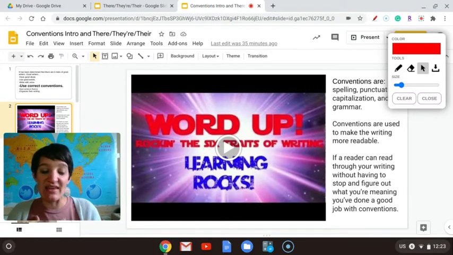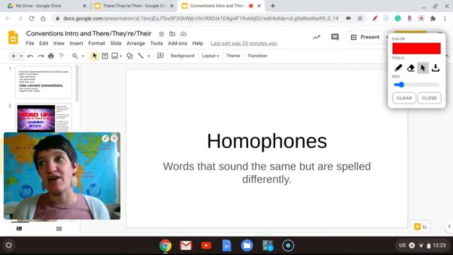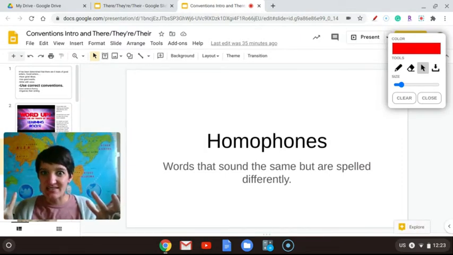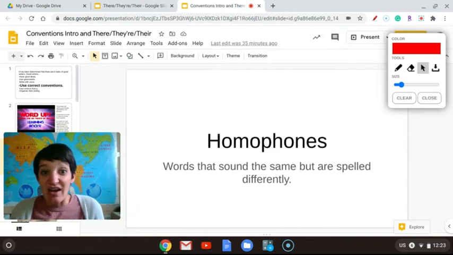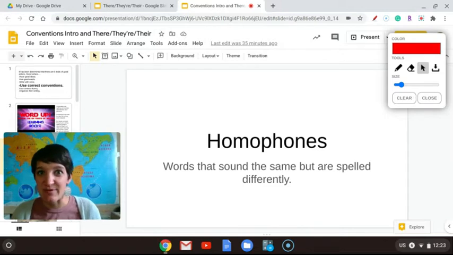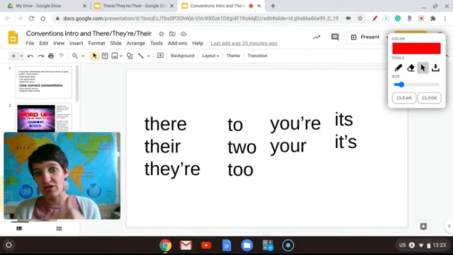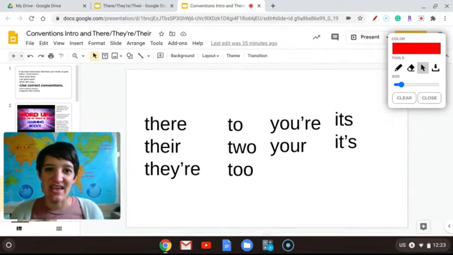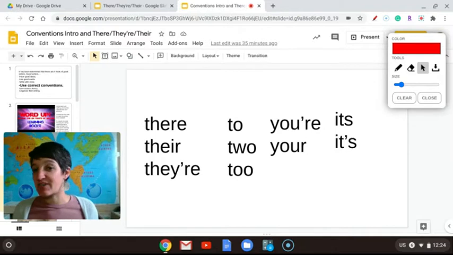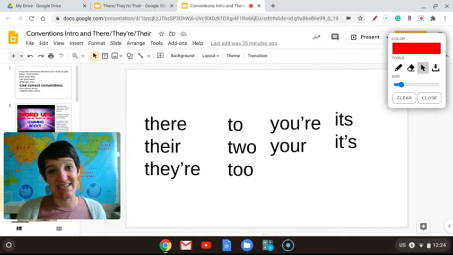Okay, so one of the most important conventions that you can work on, besides capitals and periods and sentences, is the spelling of homophones. Homophones are those words that sound the same but are spelled differently, like there, two, your, it's. They're spelled differently, but they sound the same. So that's why they often get confused, because the writer knows it's supposed to be there, but they're not sure which there it is. And that's what we're going to spend the next couple days working on, is knowing the difference between these homophones and how to use them correctly in sentences.